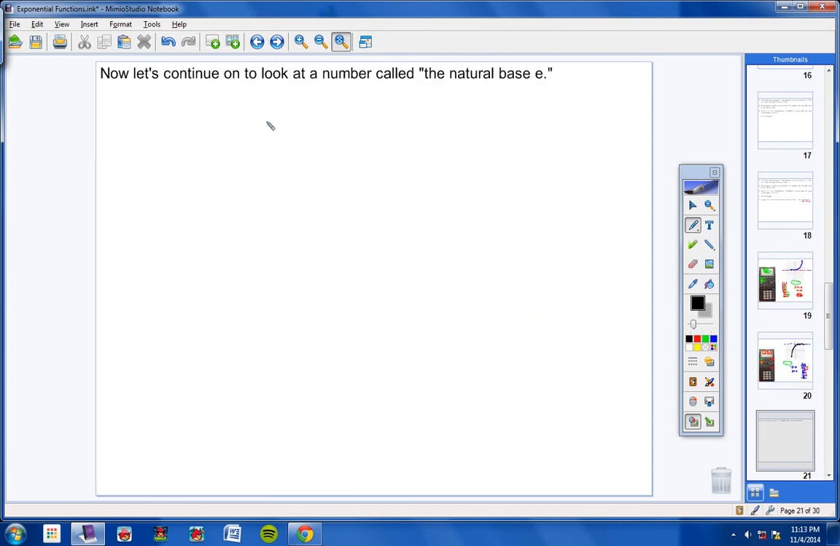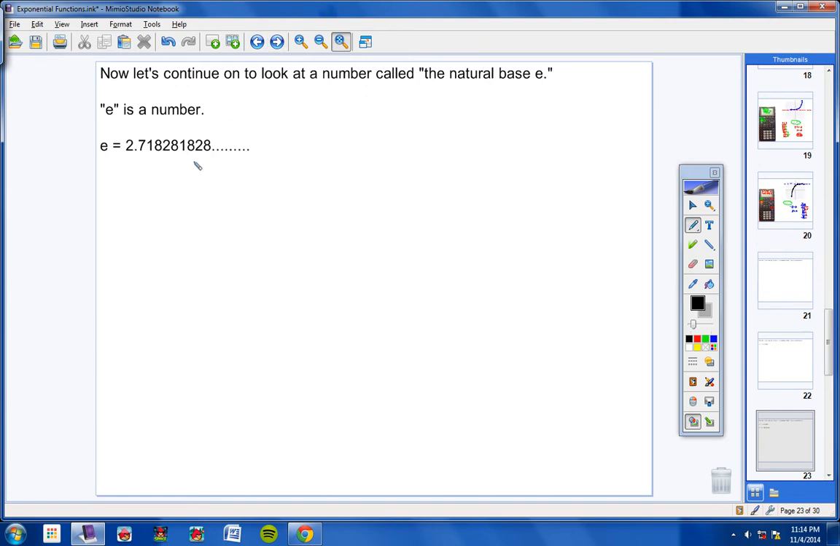Okay, now we want to look at something called the natural base E, okay? The natural base E. E is a number, okay? And here's what E equals. Now, you do not need to memorize this, okay? But it's still important to write down so you know what E stands for.